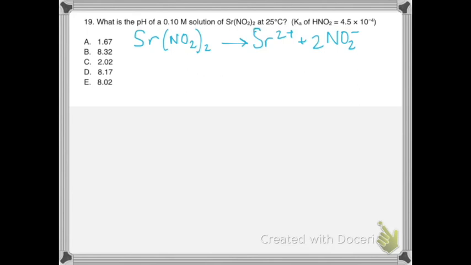Okay, so strontium is going to have no effect on the pH. Strontium hydroxide is a strong base, so strontium is going to be a negligible acid. And hopefully you can see that if this is 0.1 molar strontium nitrite, that will have 0.2 molar nitrite when it dissolves. Okay, and now that we know the concentration of our weak base, we can write a reaction and ice it out.